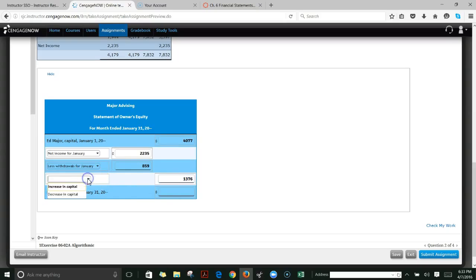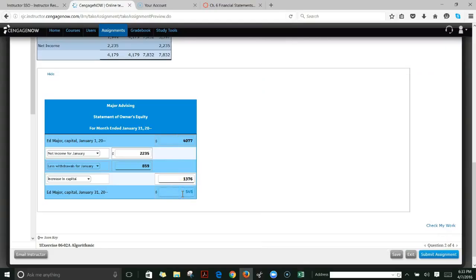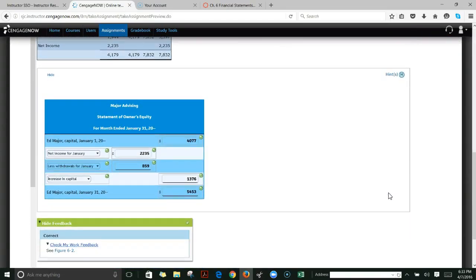And it is an increase in our capital because our income was more than our drawing. If the drawing is ever more than your income, then you've got a decrease. And because it's an increase, I'm now going to add that 1376 to 4077, and that's 5453. And check your work. And it's accurate, so you can move on to number 3.